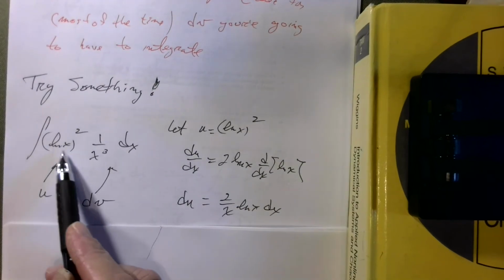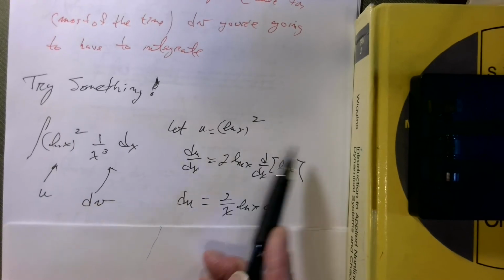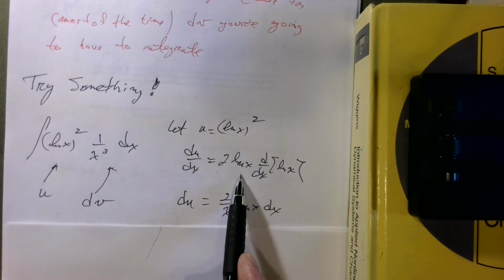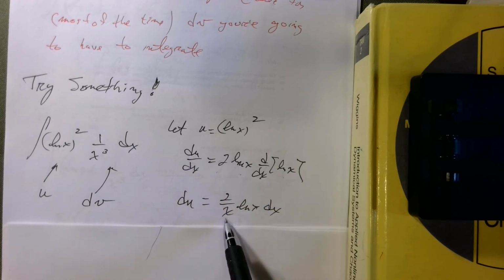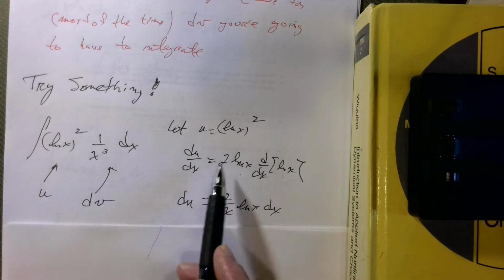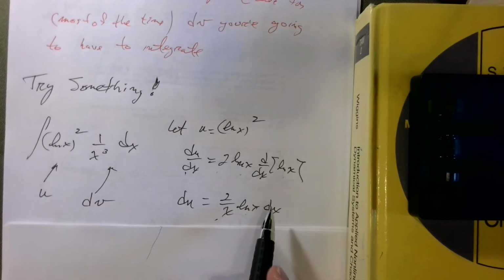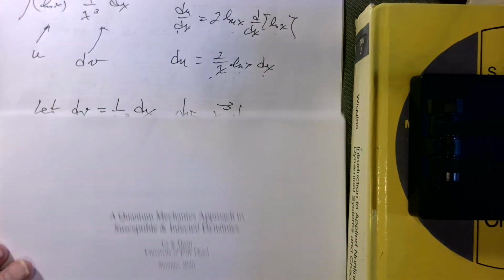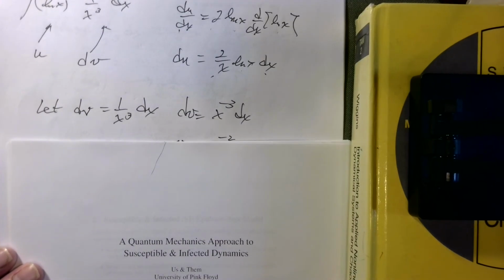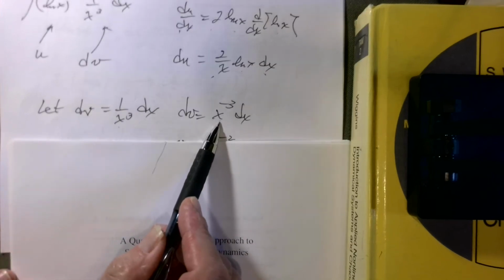Okay, so if I let u be the ln, then when I differentiate this, the 2 is going to come down, and we're going to have an ln of x, and then I'm going to take the derivative of the ln of x, which is going to be 1 over x. So we're going to get 2 over x, and the ln of x, then I'm going to quote cross multiply to get the x on this side. And then your dv, we're going to let be 1 over x cubed dx, so you have to bring that upstairs.